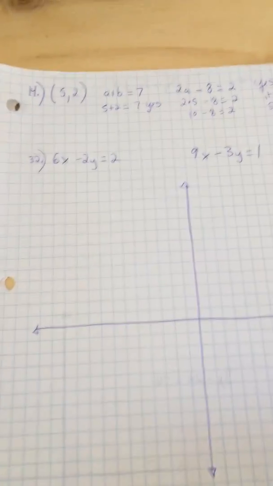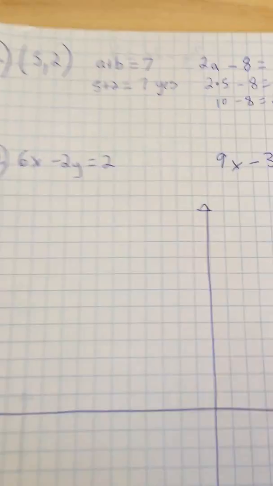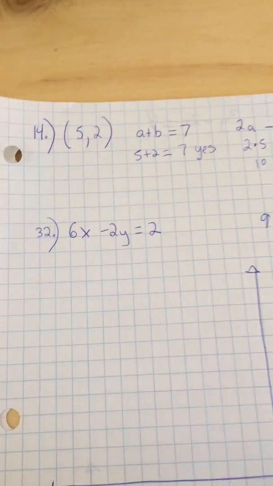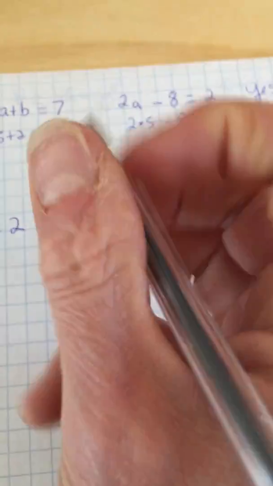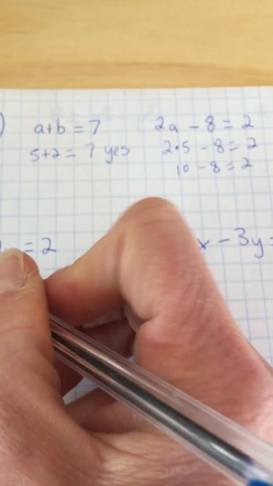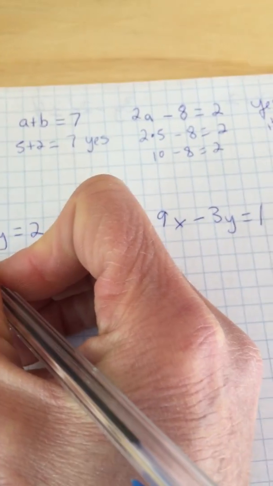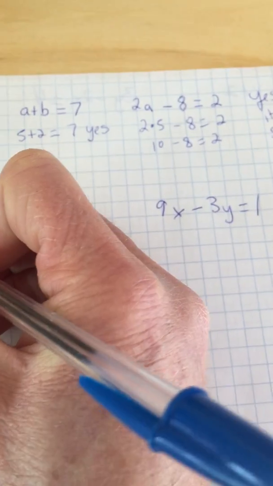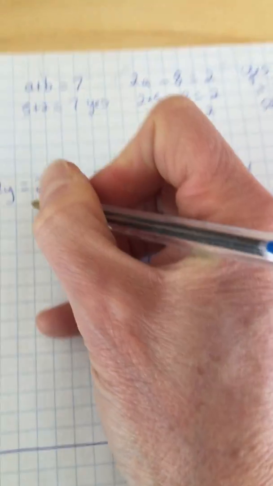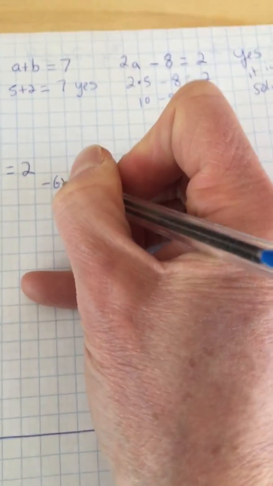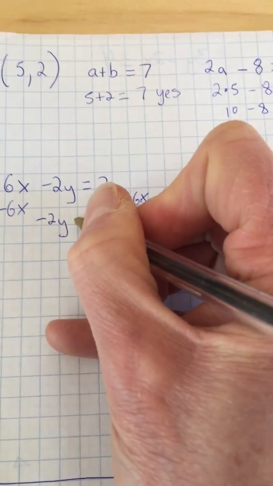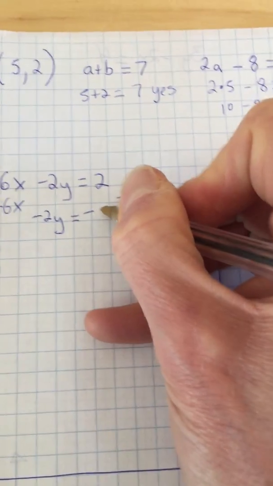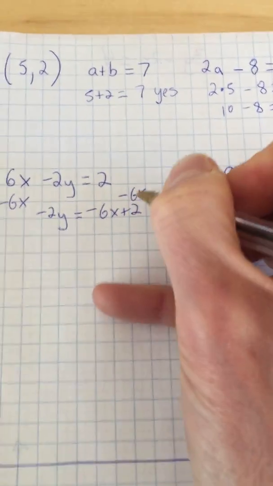Okay, let me get to 32. In 32, a big thing is that I need to get it into y equals mx plus b form. So in order to do that, I am going to take away 6x, and I'm going to do it over here, take away 6x. So now I have negative 2y equals negative 6x plus 2.